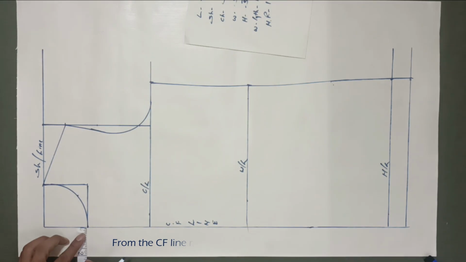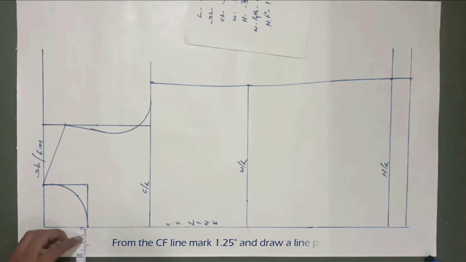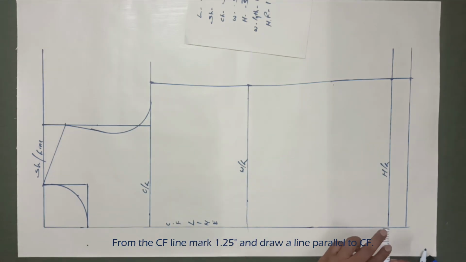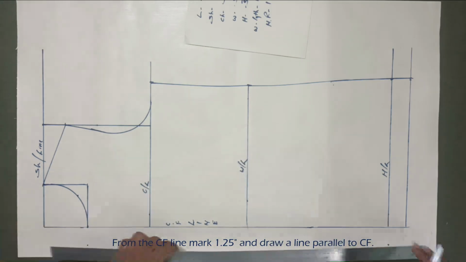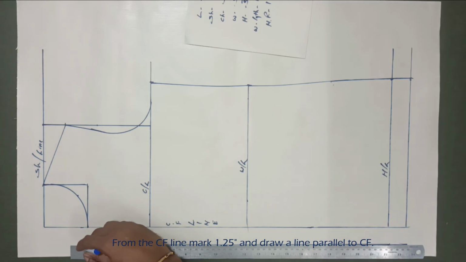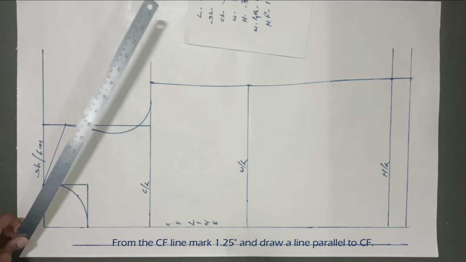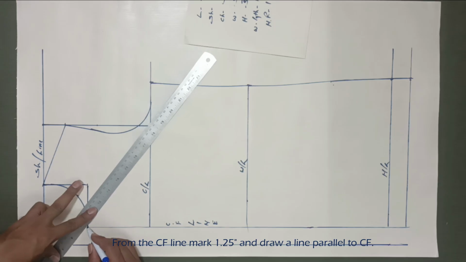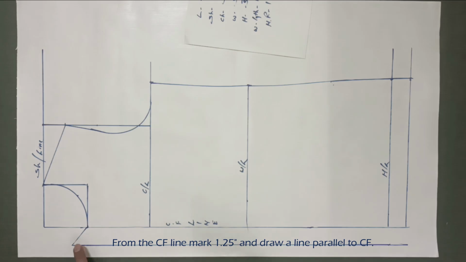Now from the center front line, mark 1/4 inches. This 1/4 inches is for the front placket, the button placket, and this is a line parallel to the center front. Here, just mark a bit above diagonally, so that when you fold, this point matches to here. And if there is excess, when you are stitching, you can cut it off.